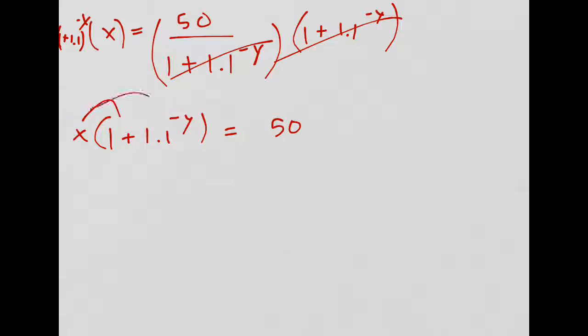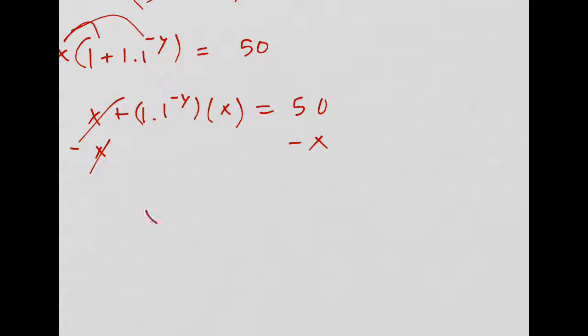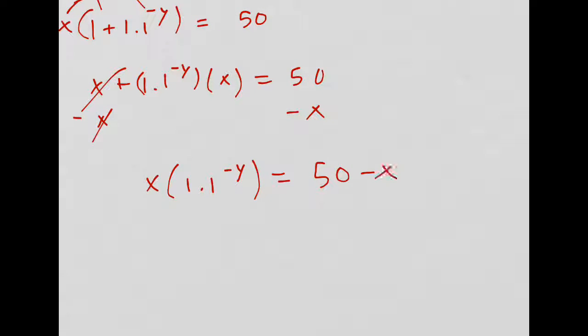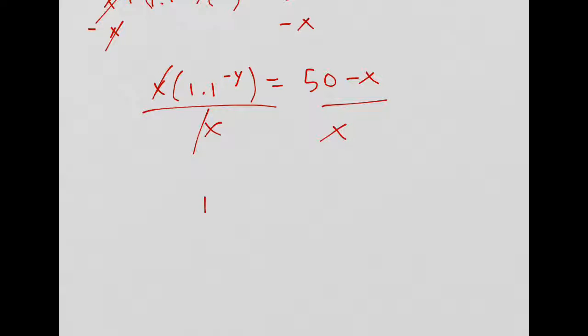So I suppose I have to distribute. So I get x plus 1.1 to the negative y times x equals 50. Subtract this x over. And I'm still just getting y by itself. X times 1.1 to the negative y equals 50 minus x. Now I'll divide by x. So pretty simple so far.